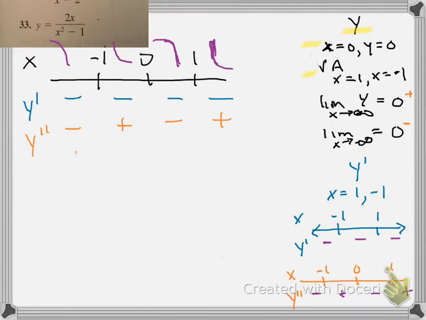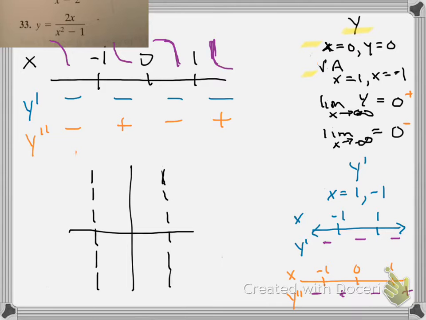All right, let's go ahead and start to make this. Well, vertical asymptotes at 1 and negative 1. And then maybe I should be sketching in purple. Yeah, I'll sketch in purple. Purple? Yeah, purple. No, that's pink. Okay, so I know I have the point 0, 0 on there. There we go. 0, 0's got to be on there.